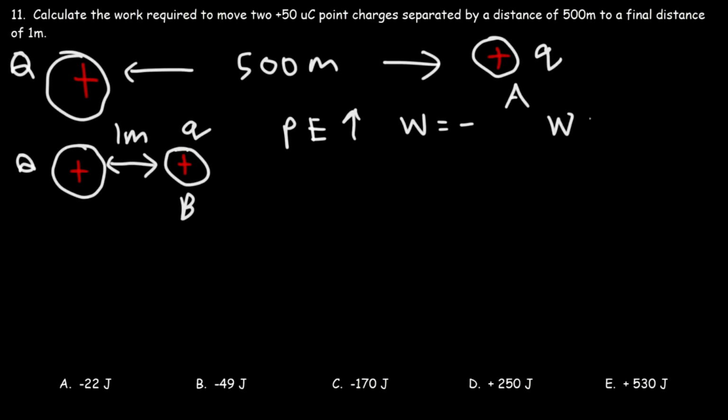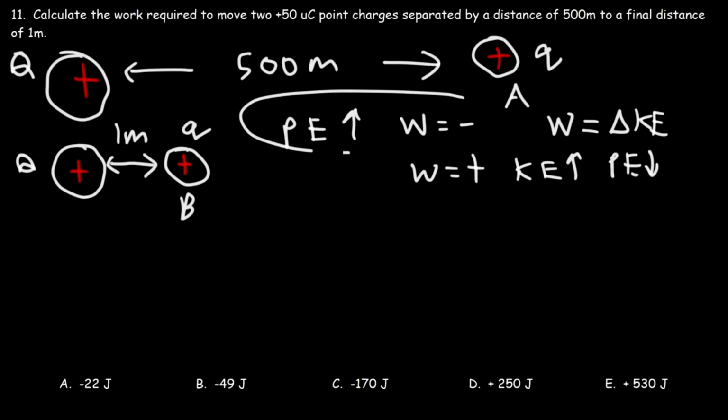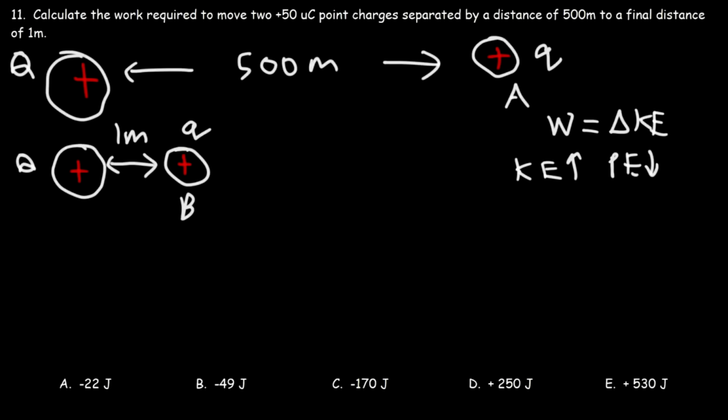Keep in mind the work energy theorem. Work is equal to the change in kinetic energy. So work is positive when the kinetic energy of a particle or of an object goes up, which means the potential energy is going down. So when the potential energy goes up, the work is negative. So when you're bringing two like charges closer to each other, you're increasing its potential energy.